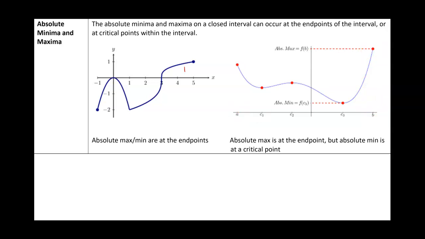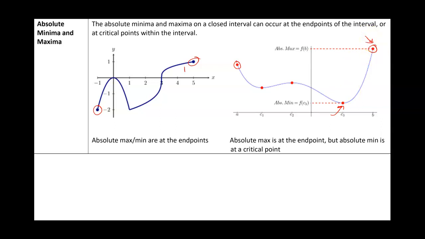Now, for the absolute minimum and maximum, there are two possibilities. The absolute minimum could be here at the endpoints. So in this case, the absolute min and the absolute max happen at the endpoints. But the absolute minimum, which is the lowest value, could also happen at a critical point where the derivative is 0. Like in this case, this is our endpoint, but it's not the lowest point. The lowest point is going to be this one. That's going to be our absolute min. And then our absolute max is going to be this point here.